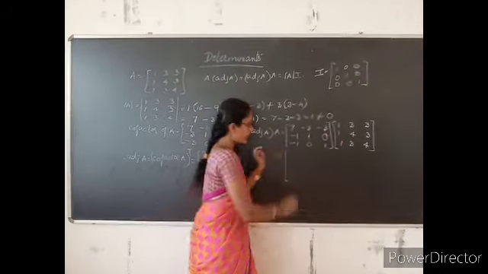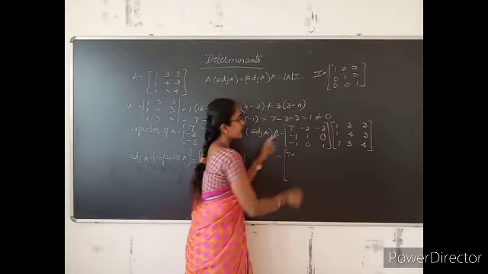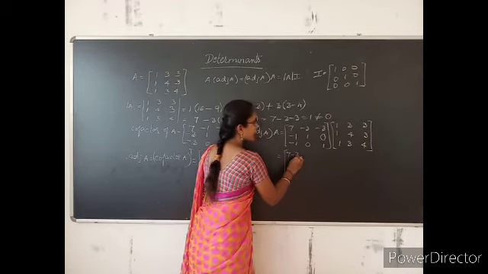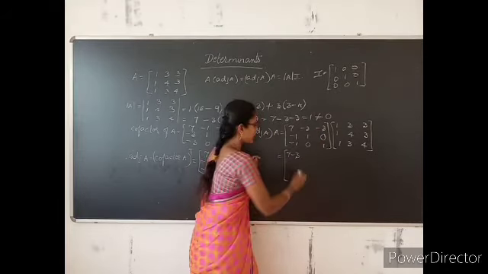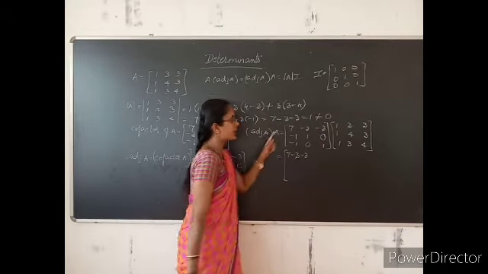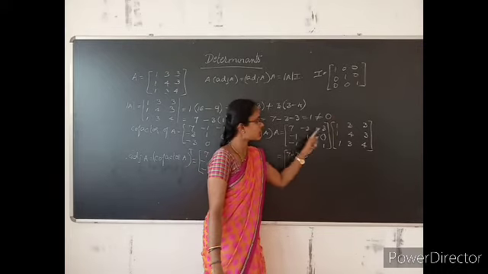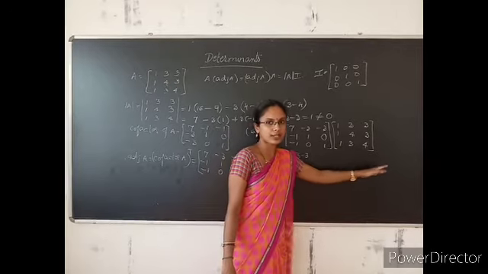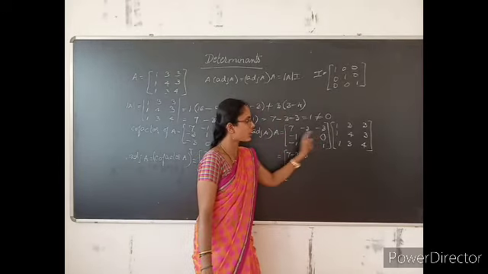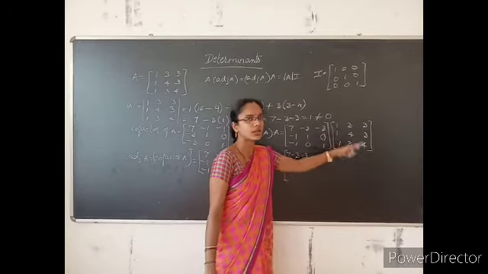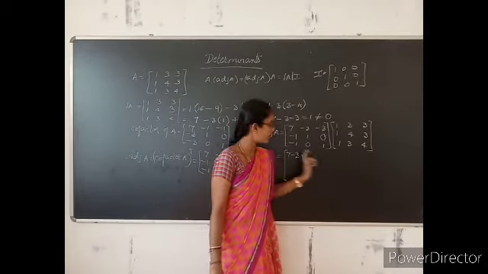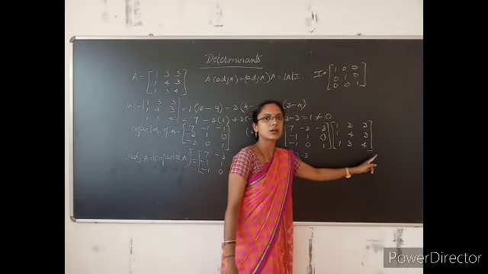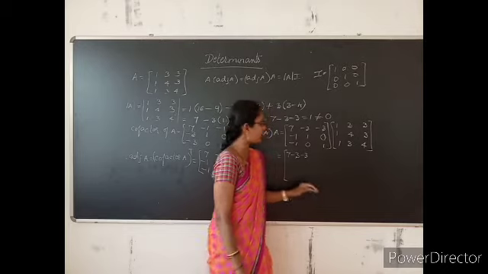7 into 1 is 7, plus minus 3 into 1, that is minus 3. Then minus 3 into 1, minus 3. So this is the first entry. First row, first column. First row, second column. First row, third column. These are the entries of the first row. Second row, first column. Second row, second column. Second row, third column. These are the entries of the second row. And third row, first column. Third row, second column. Third row, third column. These are the entries of the third row.